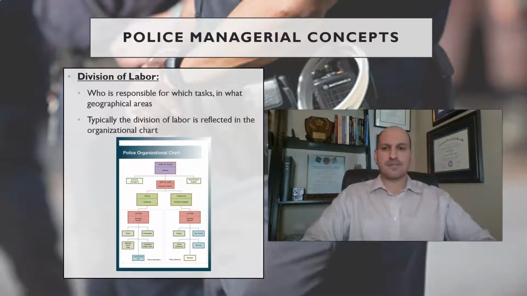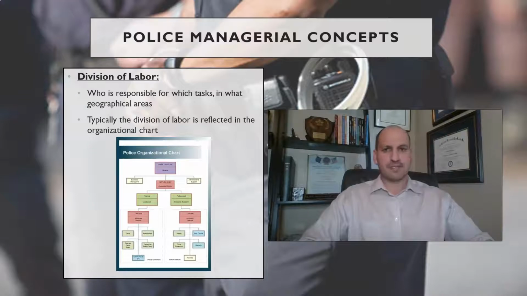Police managerial concepts. One of the first things that you need to know about is this managerial concept known as division of labor. And what that essentially means is who is responsible for which tasks where. And the division of labor is typically represented by an organizational chart. An organizational chart is a breakdown of the organization piece by piece, division by labor. Who is responsible for what where.